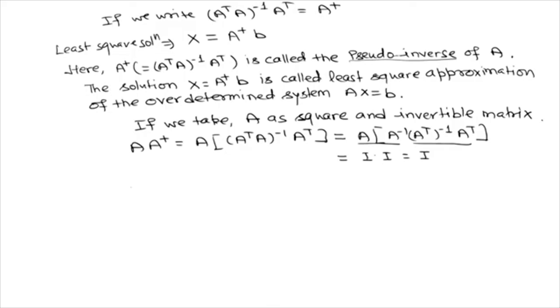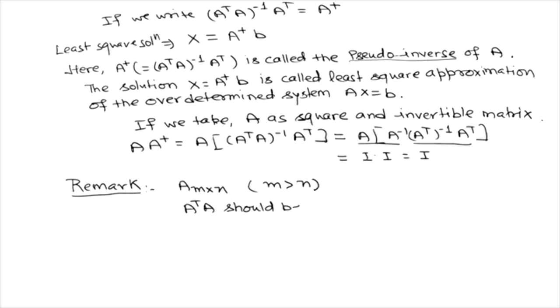Let us take an example of it. Here I have a remark. We have assumed that A is an m by n matrix, where m is greater than n. For calculating the pseudo inverse of A, I am using the inverse of A transpose into A. So A transpose A should be invertible. And what will be the size of A transpose A? It will be an n by n matrix. So the rank of A should be n. Then only you can calculate (A transpose A) inverse, apply this pseudo inverse, and find the least square approximation in this case. Please note that.